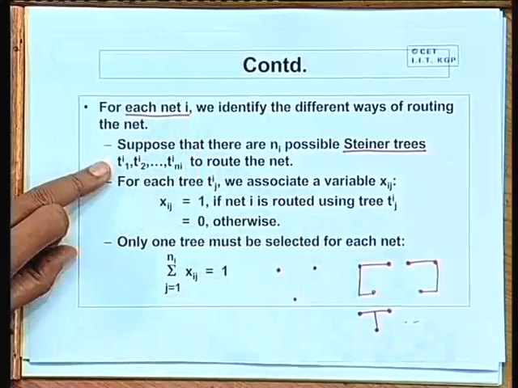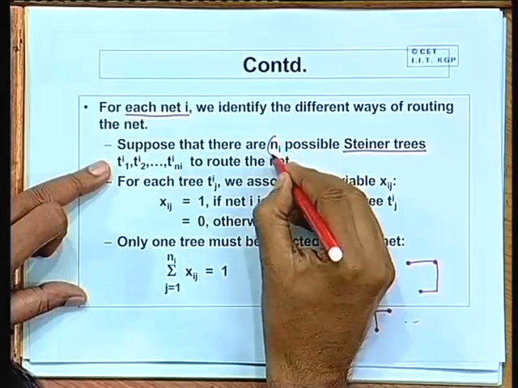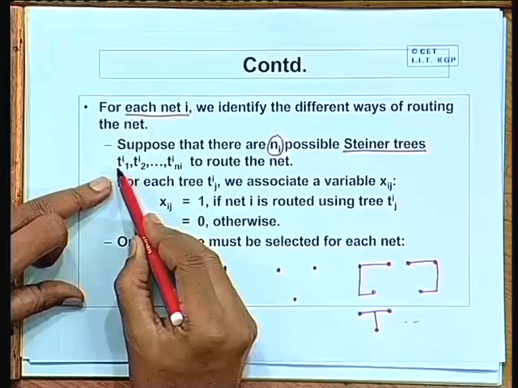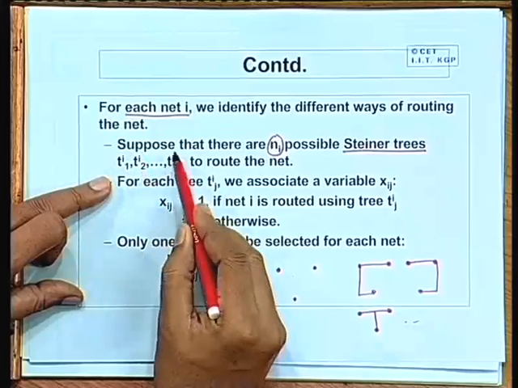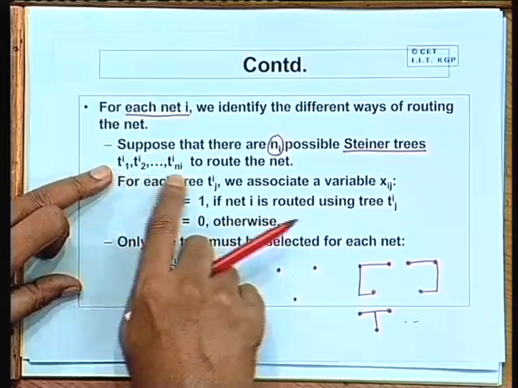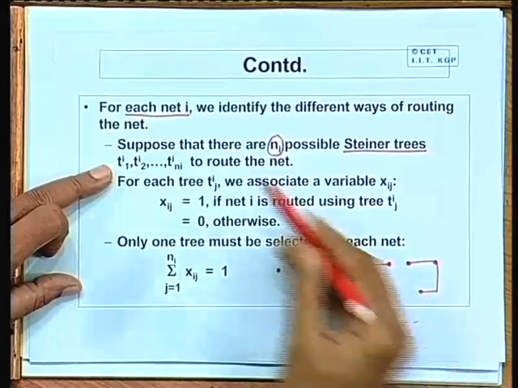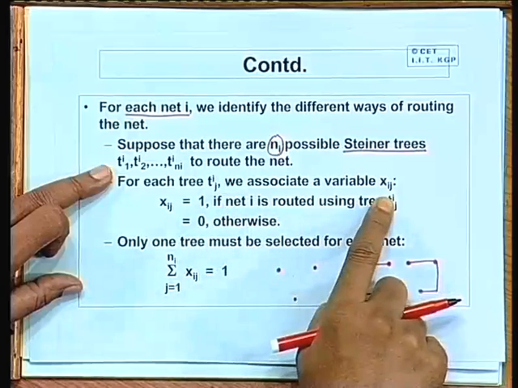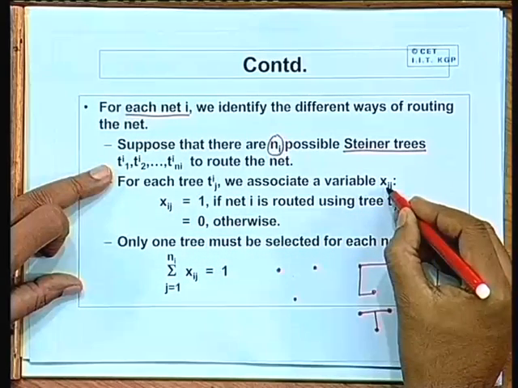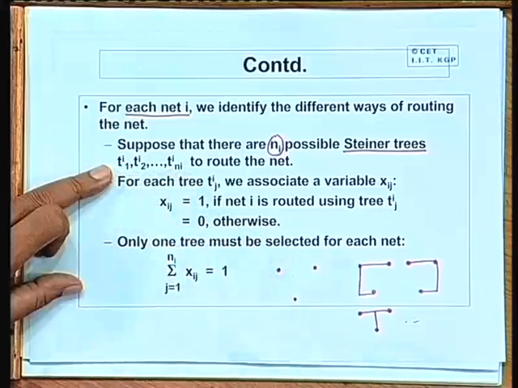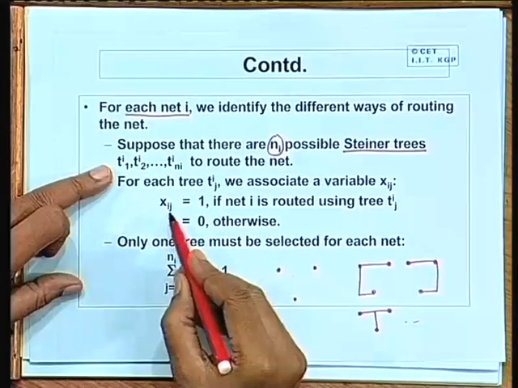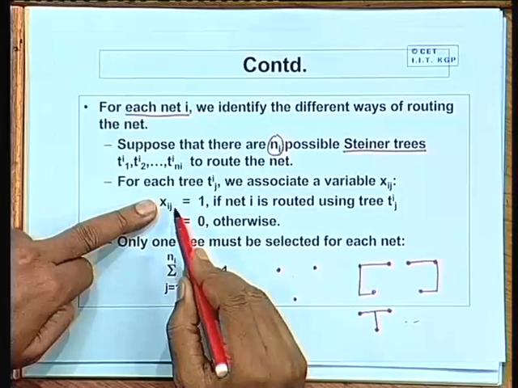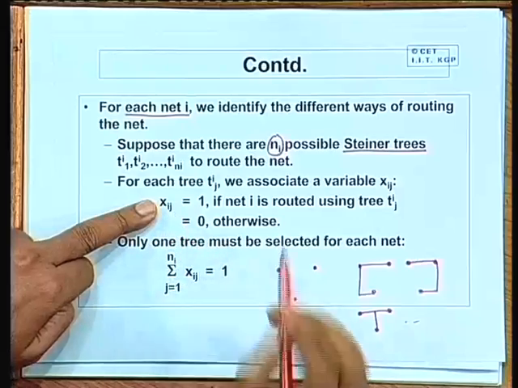So for each net i, we assume that there are ni possible Steiner trees we are considering, and those Steiner trees we are calling Ti1, Ti2 up to Ti(ni). These are the different alternate trees that are possible for net i, and for each of these trees we associate a variable xij, where i indicates net number and j indicates the corresponding tree number. Xij will be a binary variable, 0 or 1. 1 means I have selected tree number j to route net i, 0 otherwise.